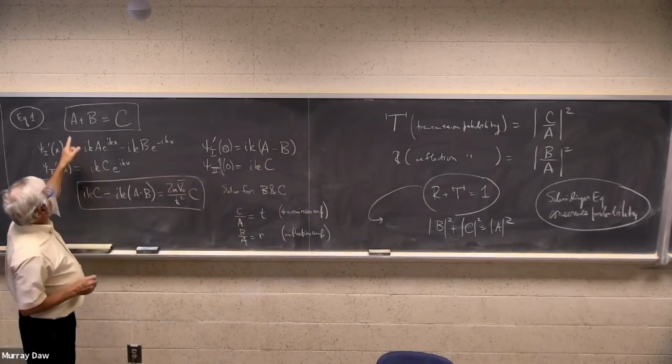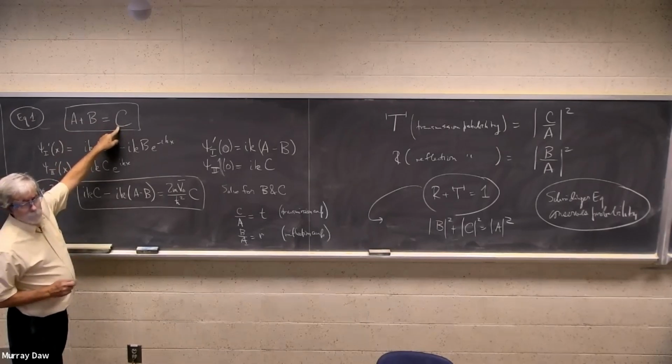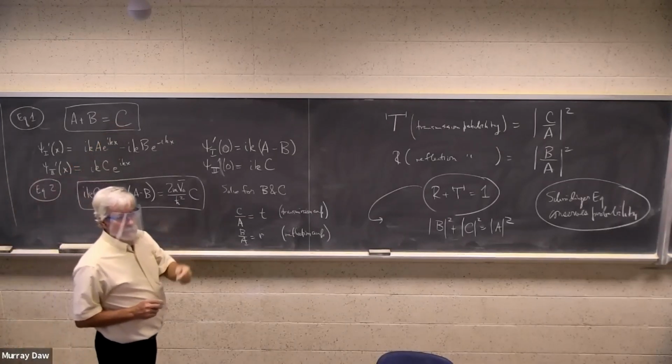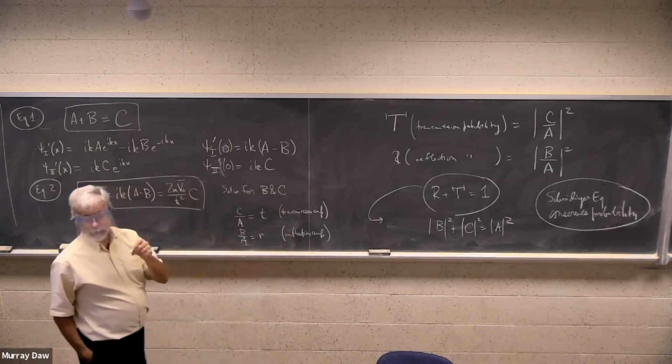So A, B, and C are not probabilities, but they're amplitudes. That's the thing that you have to remember in this. The wave function is not itself a probability. It's a probability amplitude. It's only psi star psi that is a probability.